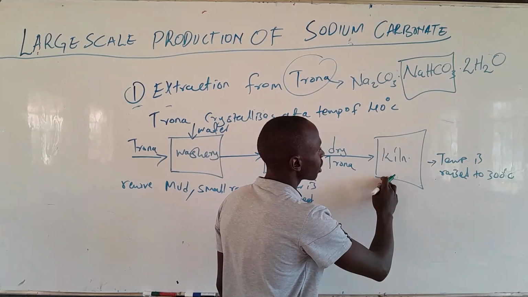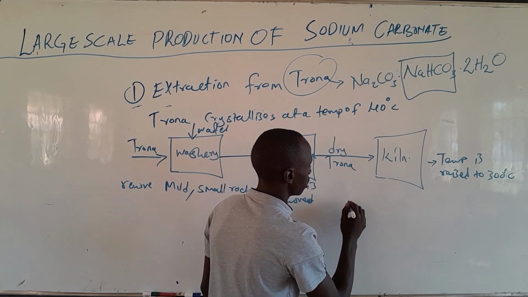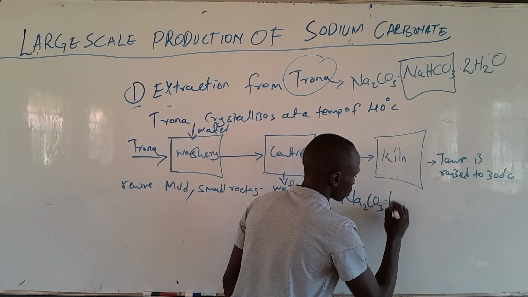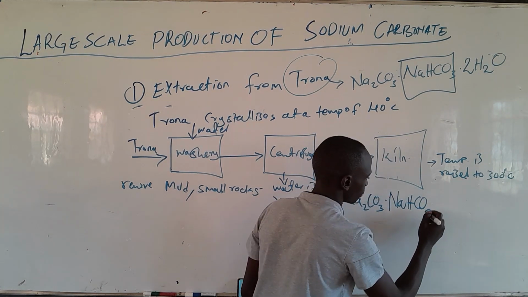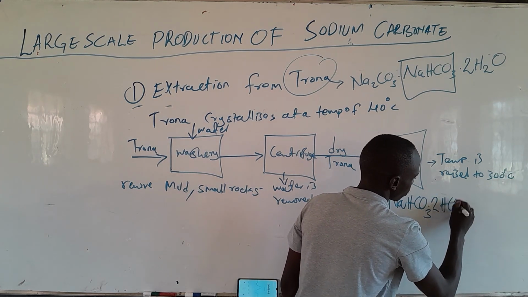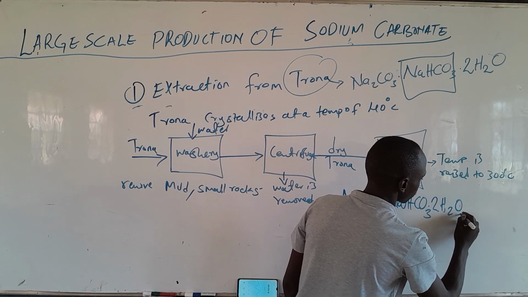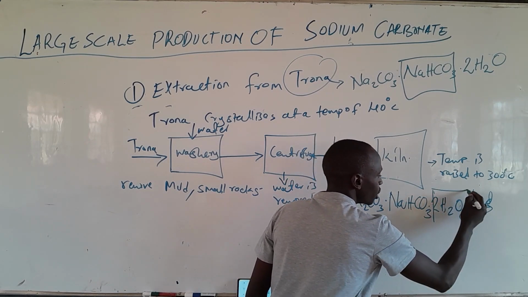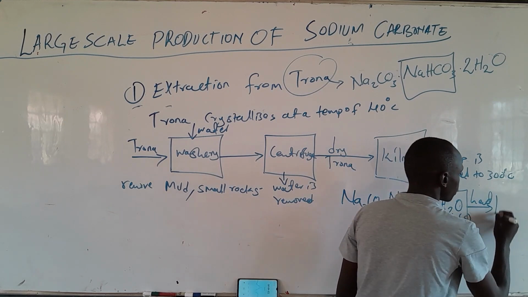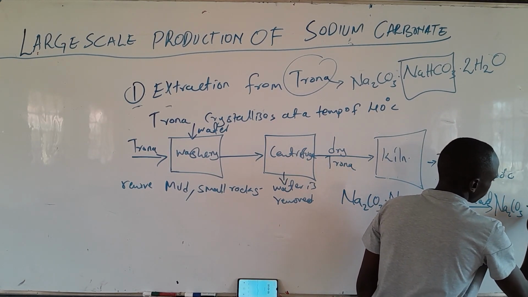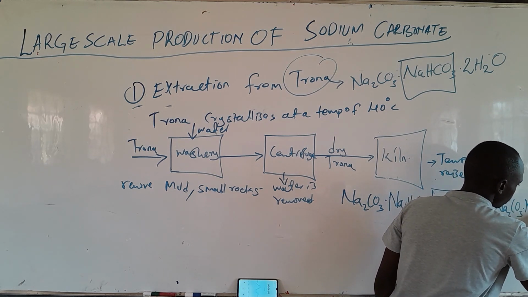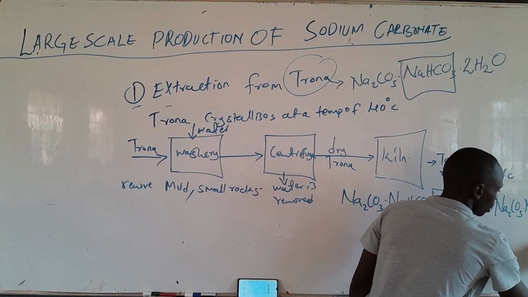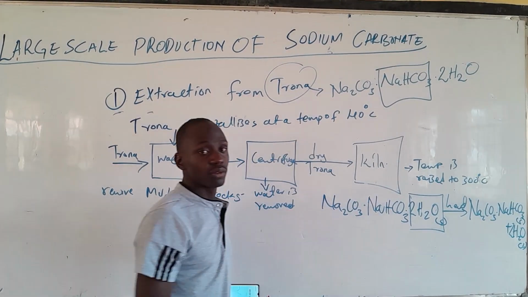So the first equation for the kiln is: we have sodium carbonate, sodium hydrogen carbonate, and the water of crystallization. It is heated to remove the water of crystallization. So here we will obtain sodium carbonate, sodium hydrogen carbonate, plus the water of crystallization, which is solid and liquid. So in the first equation, we remove the water of crystallization.